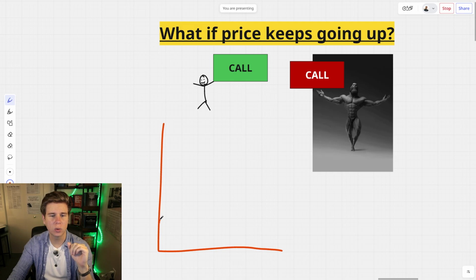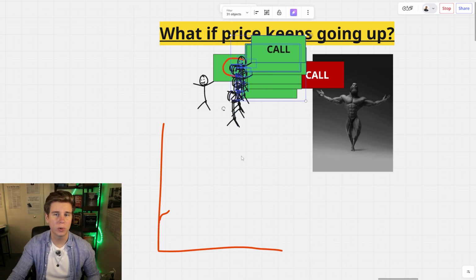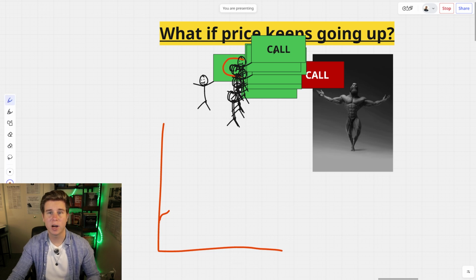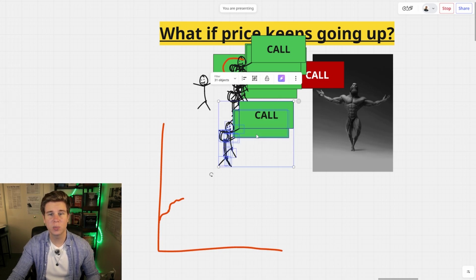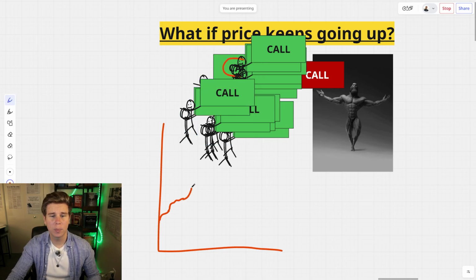Let's say the price goes up a little bit. You bought the call, the market makers hedge, cool. But then let's say there are more people like you, and more people like you. They come in, they buy a bunch of calls, market makers have to hedge, so the price might go up a little bit more. But that price going up attracts more and more people, making the price go up again.